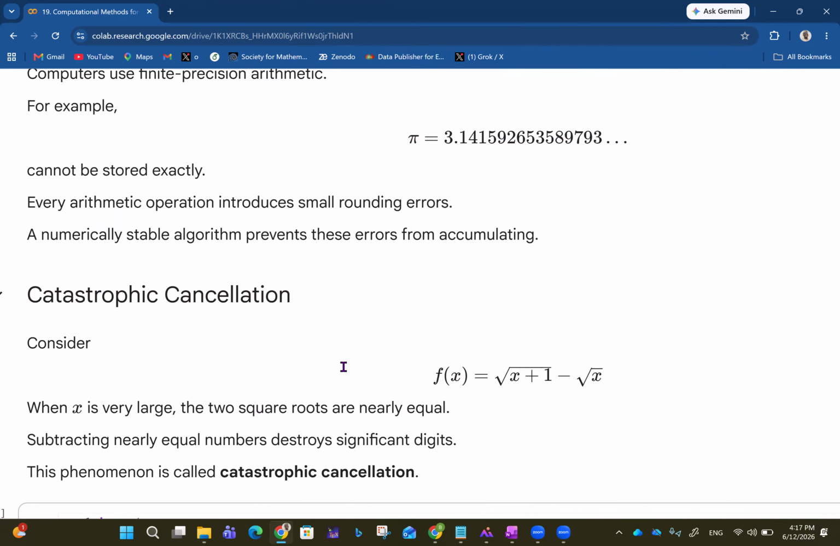Then we have catastrophic cancellation. Consider f of x, which is equal to square root of x plus 1 minus square root of x. When x is very large, the two square roots are nearly equal because one is just one more than the other, so they'll be almost the same. Subtracting nearly equal numbers destroys significant digits. This phenomenon is called catastrophic cancellation. It's more like you're subtracting something like 4.00000001 minus 4. That's the kind of thing we're saying here.